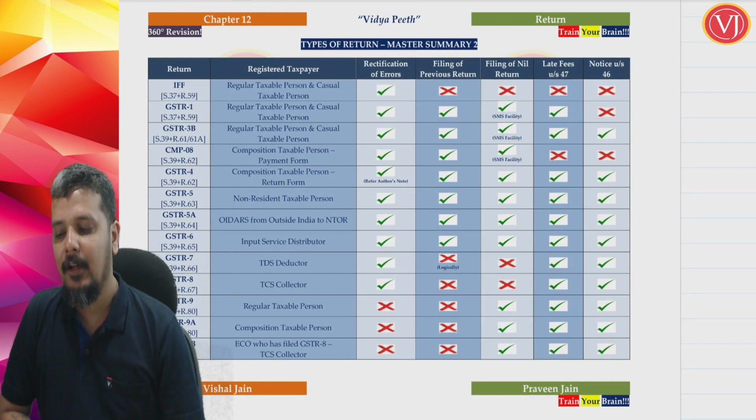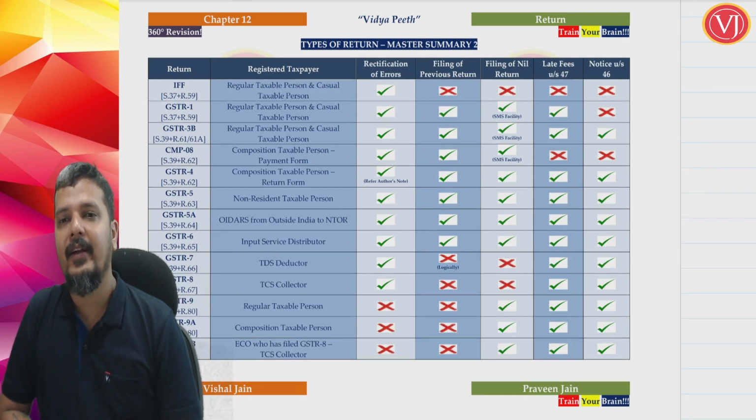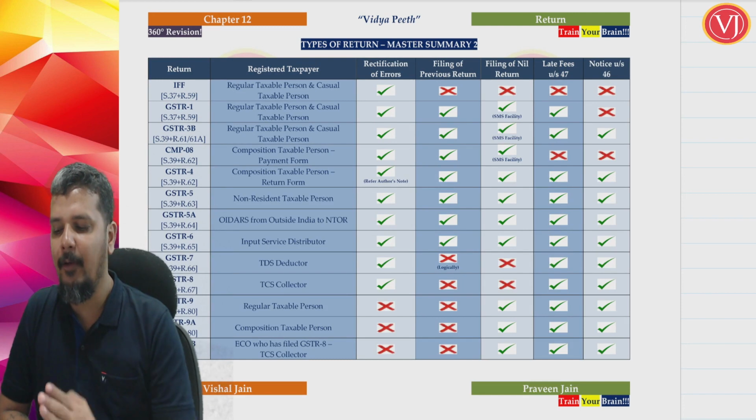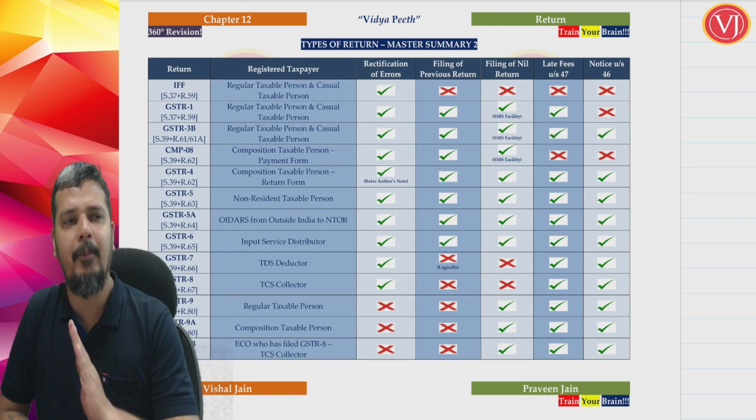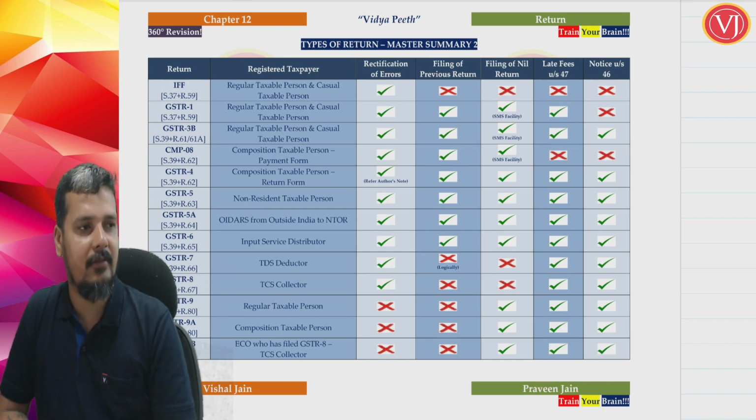Now, if you see various types of returns, there are certain aspects which the institute may not have touched, but there is great scope for asking questions from this area. If you see all these points, 5 points are there, very basic questions, very basic points. We will be asking whether it is there in these returns or not.